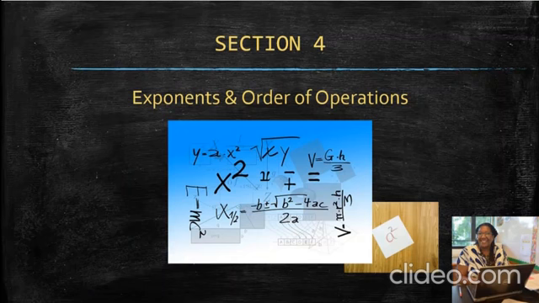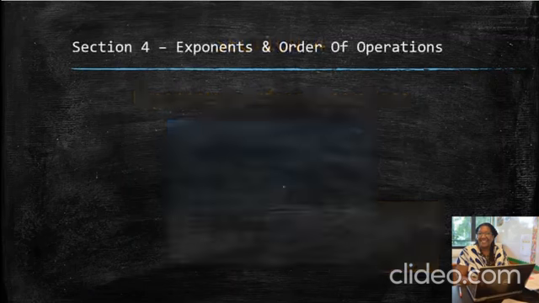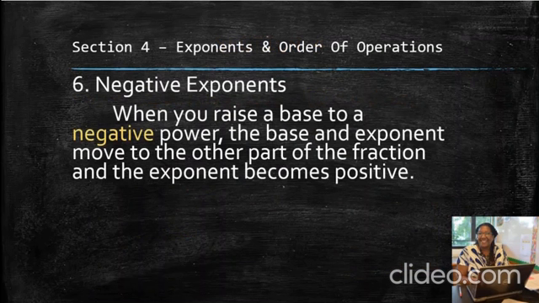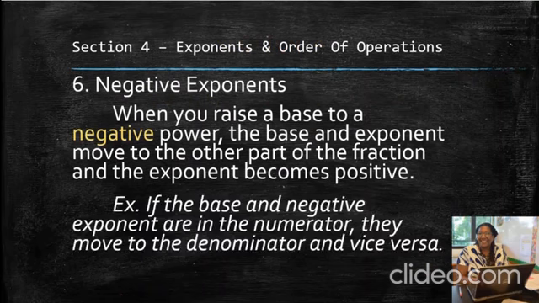In this video, we're going to talk about exponents and the rules concerning negative exponents. This rule says that when you raise a base to a negative power, the base and the exponent move to the other part of the fraction, and then the exponent becomes positive. For example, if the base and the negative exponent are in the numerator, then they move to the denominator, become positive, and vice versa.